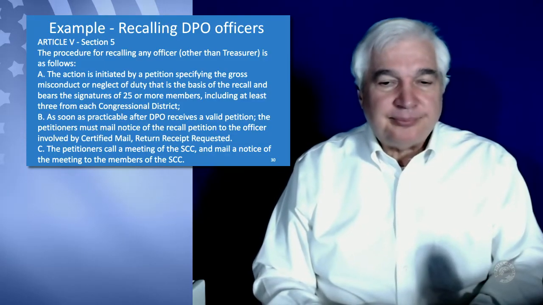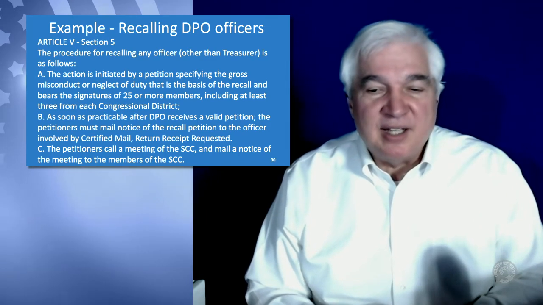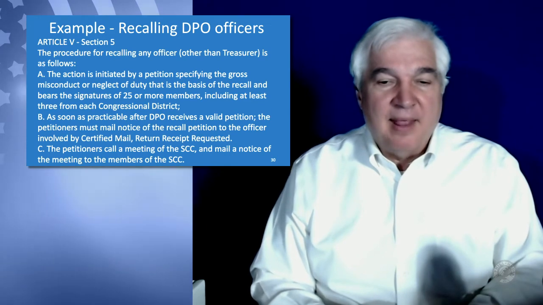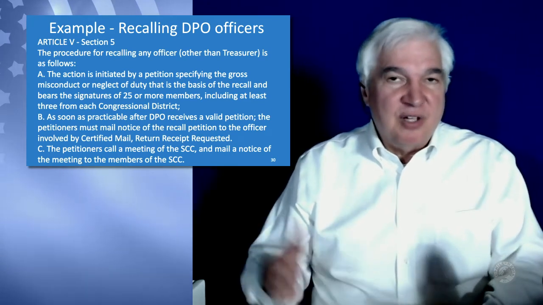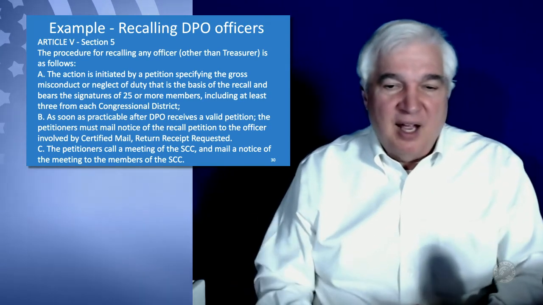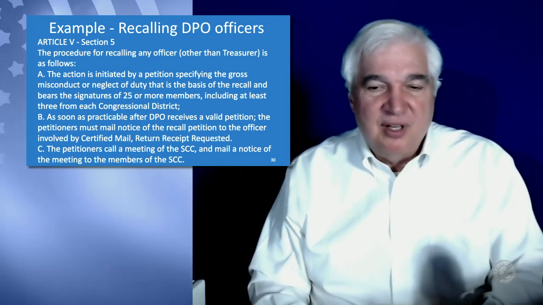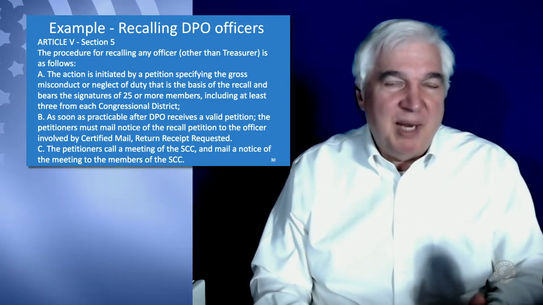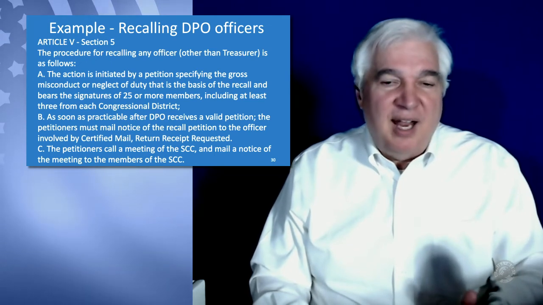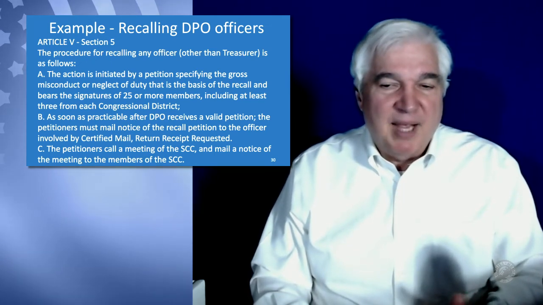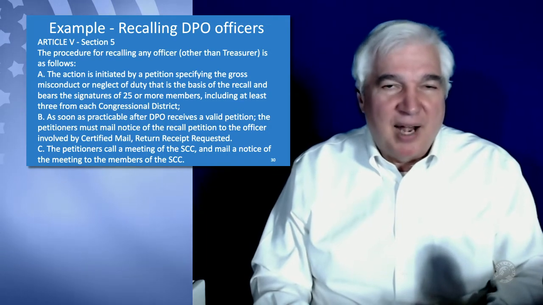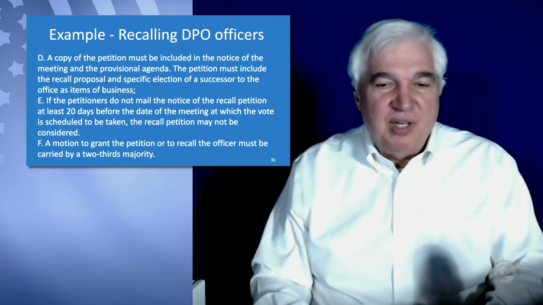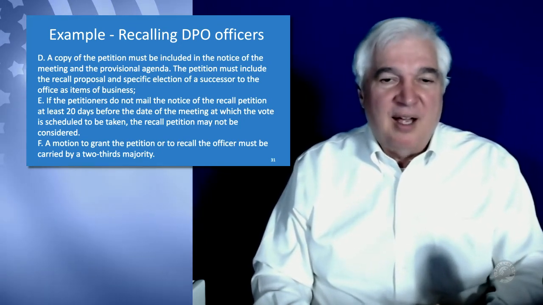So old school delivery by the U.S. Post Office. The petitioners call a meeting of the State Central Committee and mail a notice of the meeting to the members of the State Central Committee. So this puts the onus on the petitioners to make the arrangements for the meeting. I'm sure you're not going to get any help from the officers, possibly, but then you need to make the arrangements for the meeting. You get to pick the location and find out what the prior notice requirements are and make sure that those are met when you send out the notice. And then you need to ensure that you have a quorum at the meeting.